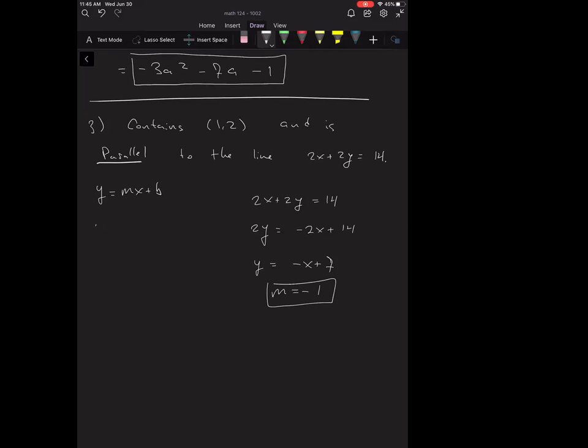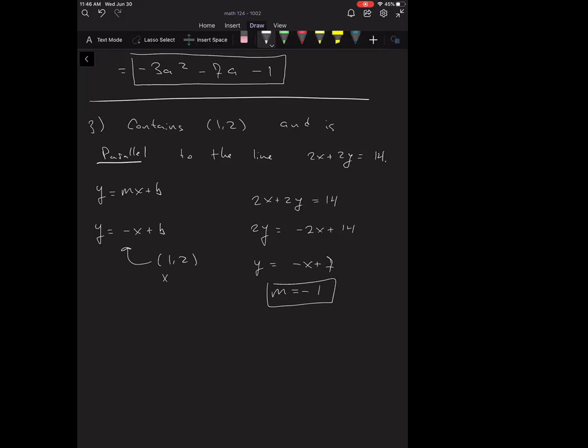So what our line is now equal to is, we know m is minus 1, so it's just going to be minus x plus b. So now we have to figure out what b is. And in order to do that, we're going to use our point. We know our line has to contain the point (1, 2). So what we're going to do is plug this into here to find b.